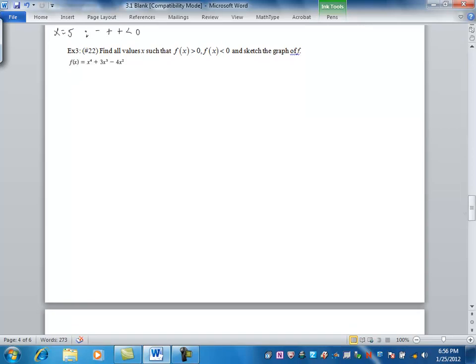Alright, you ready for another? And let's check this bad boy out. Example 3, which is problem 22 from the set here. Find all values where x is greater than 0, less than 0, and then we're going to sketch the graph. Well, first thing we notice, leading coefficient is positive, a sub n is greater than 0, n is even. So we know that our graph is going to look something like this.